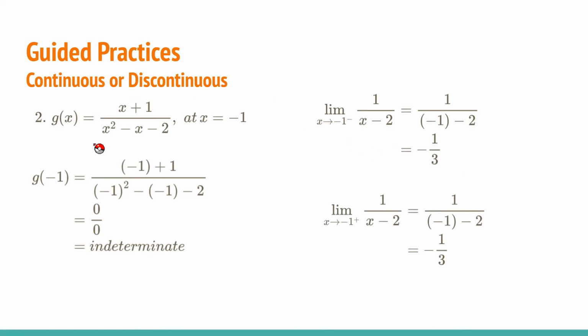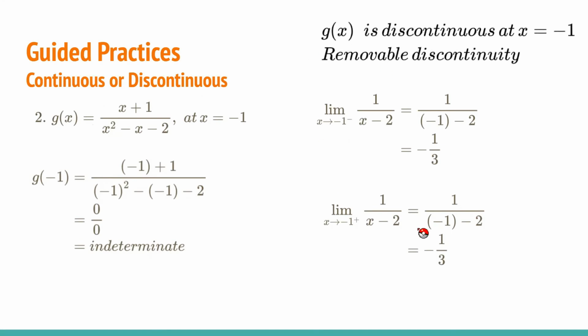So since the function value does not exist, but the one-sided limits do exist and they are equal, then g of x is discontinuous at x equals -1, and it has a removable discontinuity. Again, why is it a removable discontinuity? Because we have the limit, but we don't have the function value.